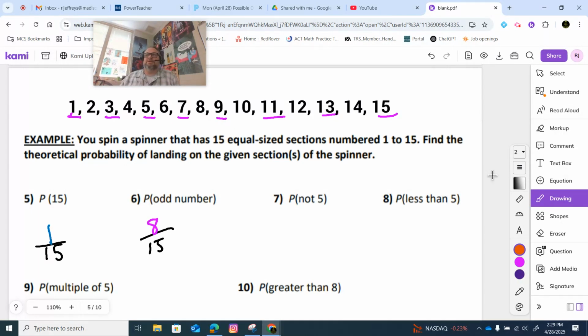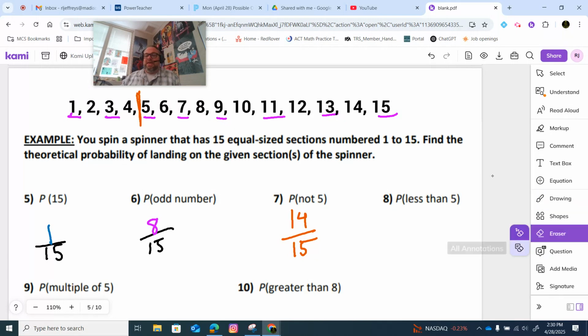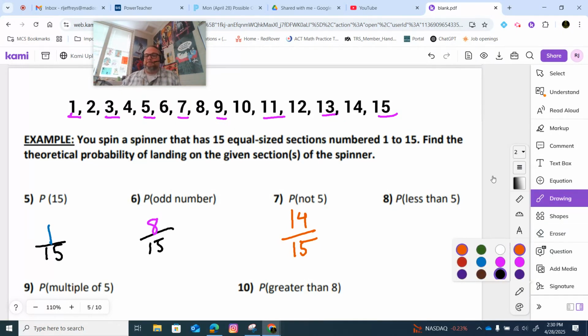Wait, for which number? We're not on 8. We're on 7. All right, so how many numbers are not 5? Yeah, there's 14 of them. Yeah. All right. Now we're on number 8. It says less than 5. So here's 5. How many numbers are less than that? 4. It didn't say less than or equal to, it just said less than. Yep.